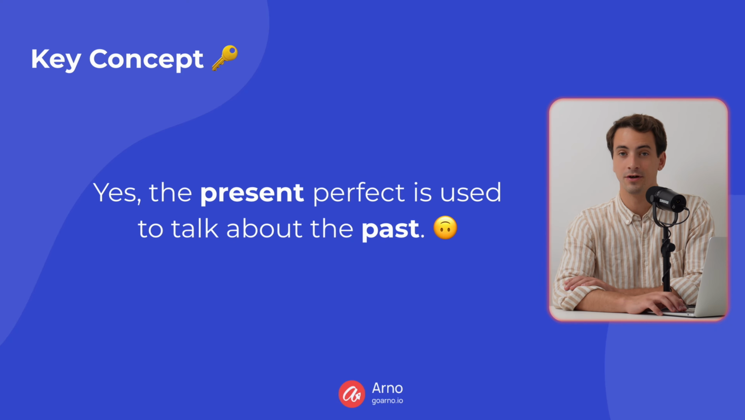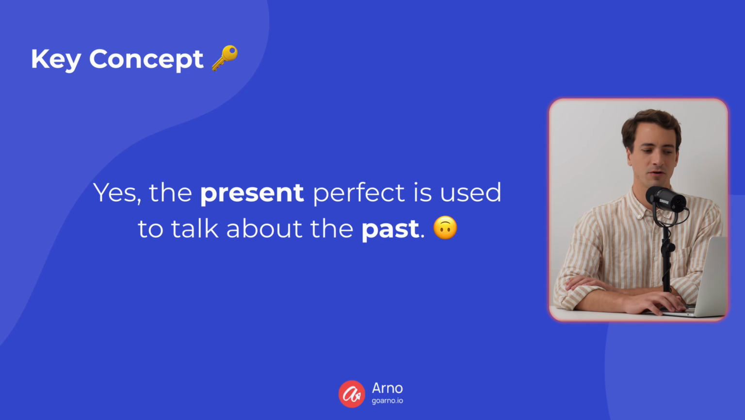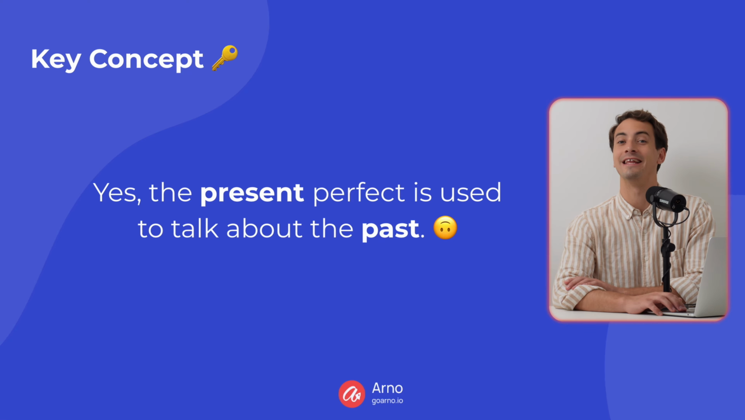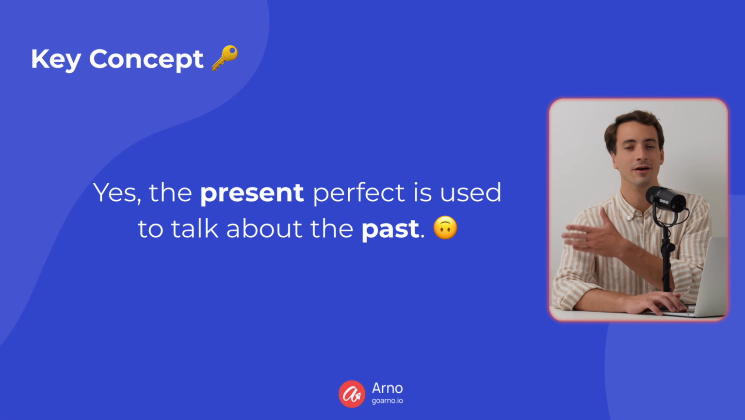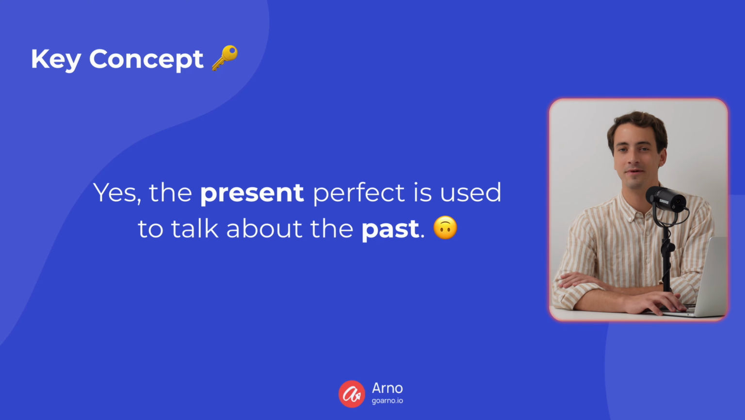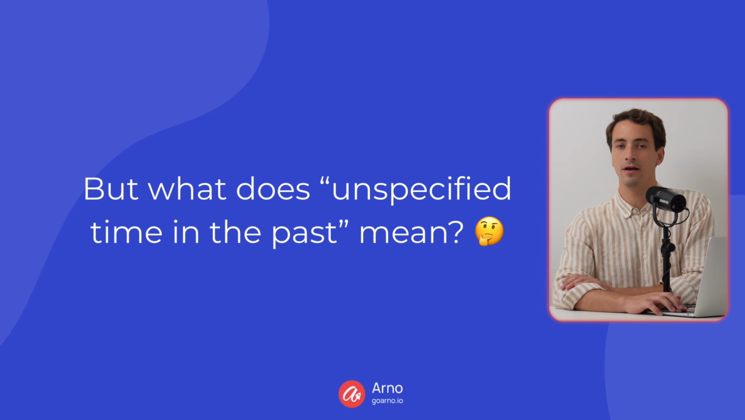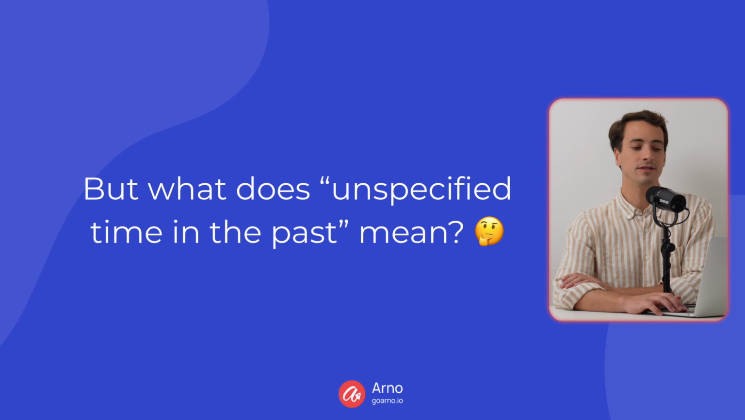The other thing to note here is that you may be confused because we're using the present perfect to talk about the past, but yes, the present perfect is used to talk about the past. So you can almost ignore the name. Don't let it confuse you, because this is a verb tense used to talk about the past. So you may also be asking yourself, but what does unspecified time in the past mean exactly? And that's what we're going to cover in the rest of this lesson.